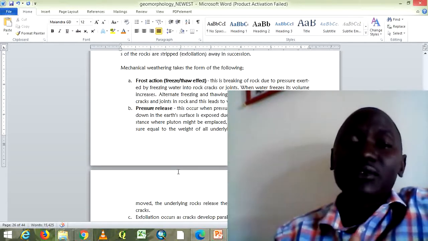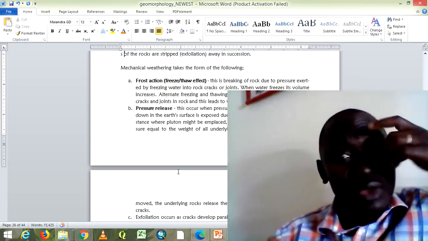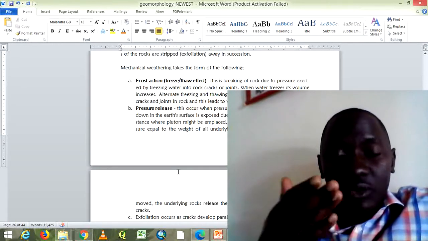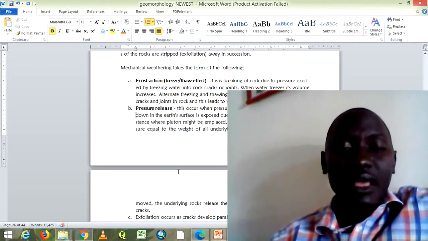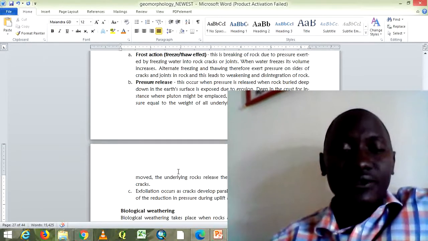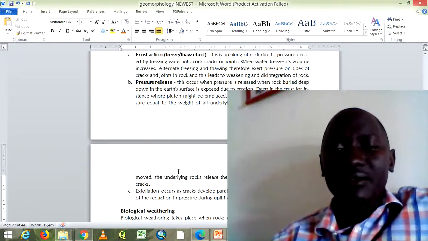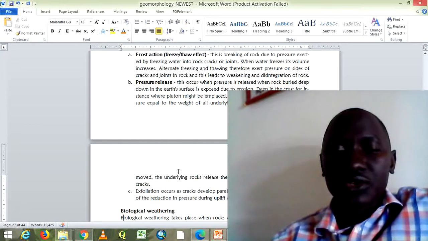This kind of process is common in areas of very low temperatures and very low rainfall. That's why we talk about mountainous, high altitude areas, because that's where the temperatures and the rainfall are less. Then exfoliation is the other, which occurs as cracks develop parallel to the land surface as a consequence of reduction in pressure during uplift and erosion.